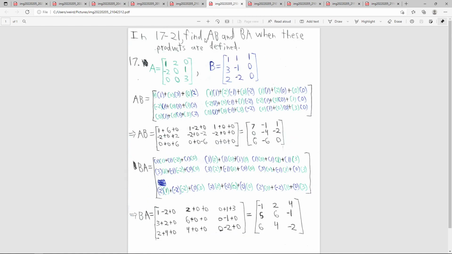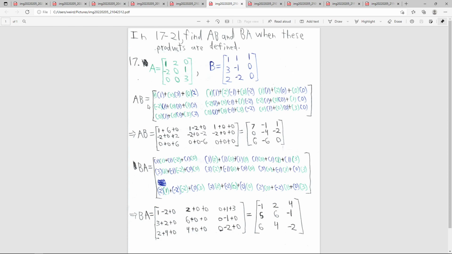In 17 through 21, find AB and BA where these products are defined. So here's multiplication where some products might not be defined. Here we're given matrices A in green, B in blue. You multiply them as carefully as possible to keep it clear in the colors. You do your matrix multiplication like usual. You get a dot product for every entry. And it becomes just 7, negative 1, 1, 0, negative 4, negative 2, 6, negative 6, 0.